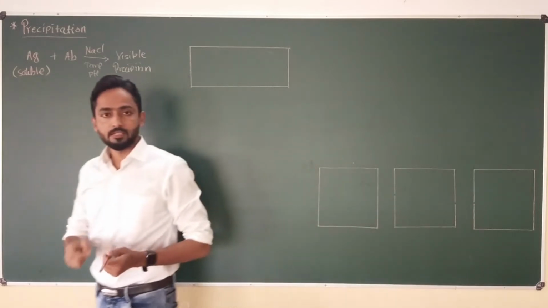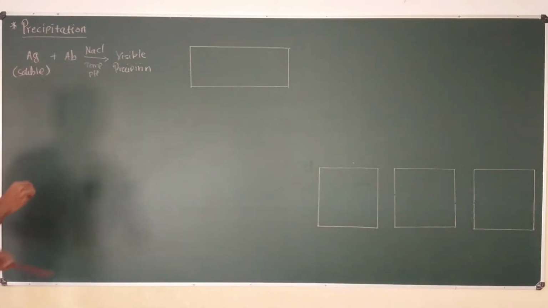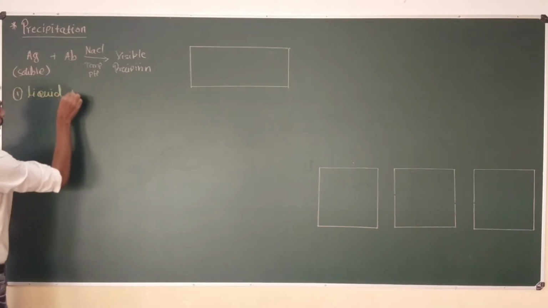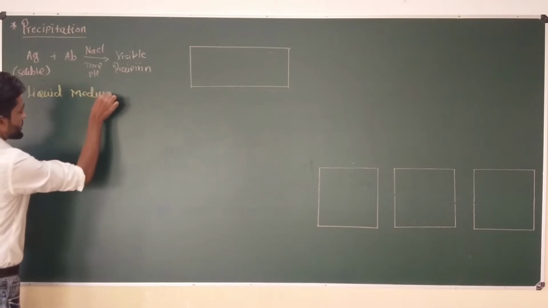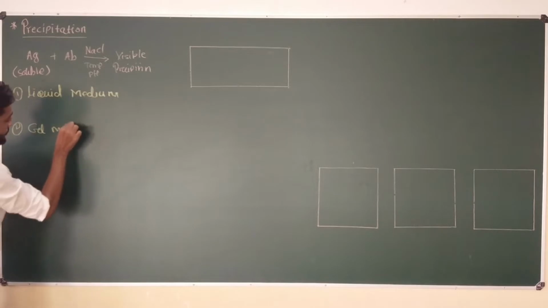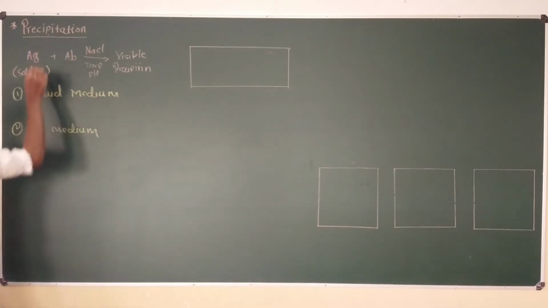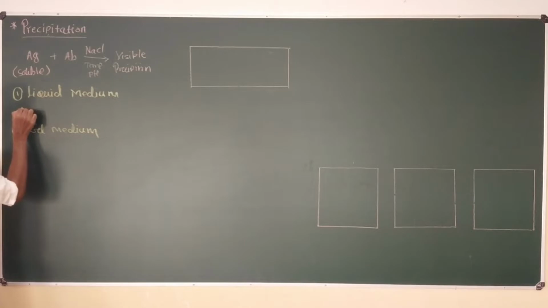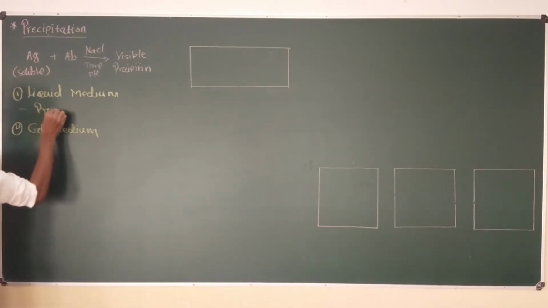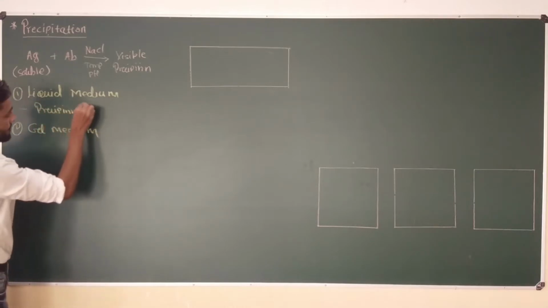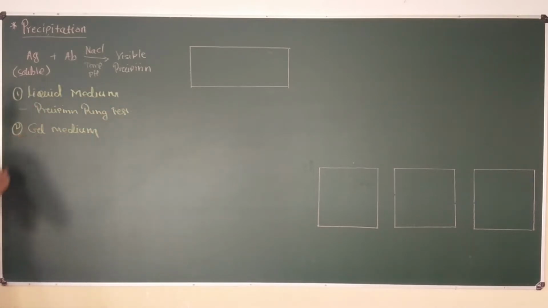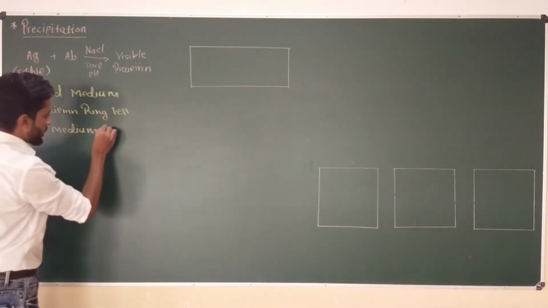Now the precipitation reaction can occur either in liquid medium or in gel medium. If the precipitation occurs in liquid medium, the well-known example of this type of reaction is the precipitin ring test. When the precipitation reaction occurs in gel medium, it is called diffusion.